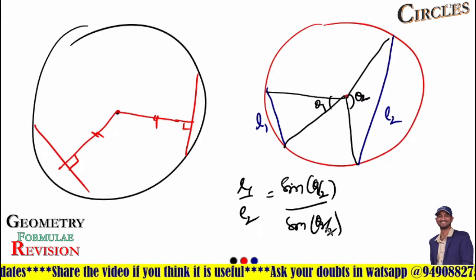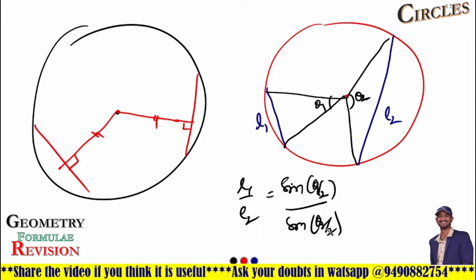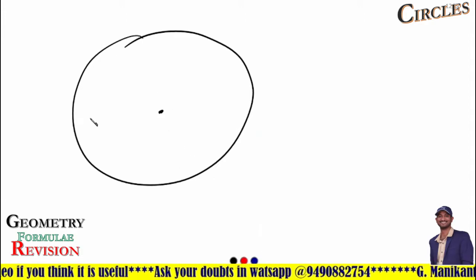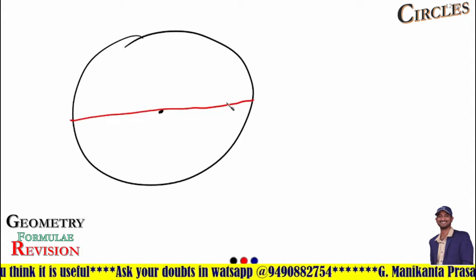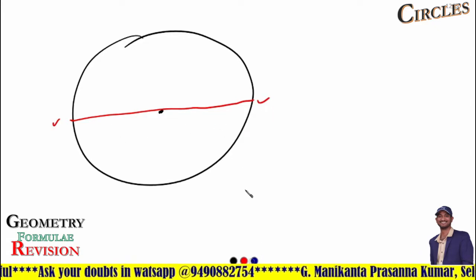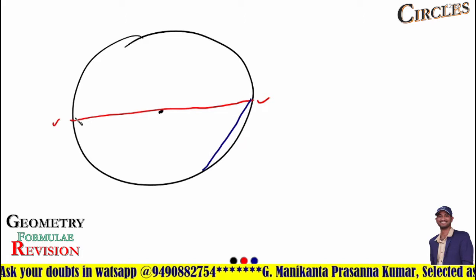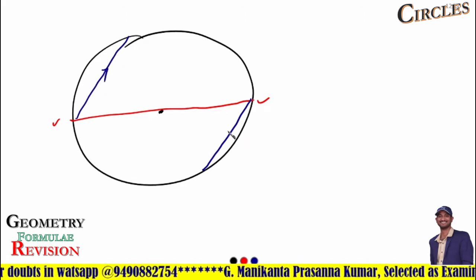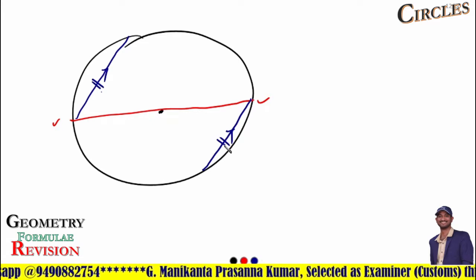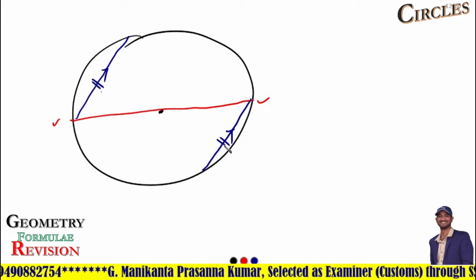So these are the basic properties, and one more basic property is that parallel chords drawn from the extremities of a diameter are always equal. Suppose it is a diameter; from the ends of the diameter, if I draw two parallel chords like this, then they are not only parallel, they are always equal. Okay, this is another property.